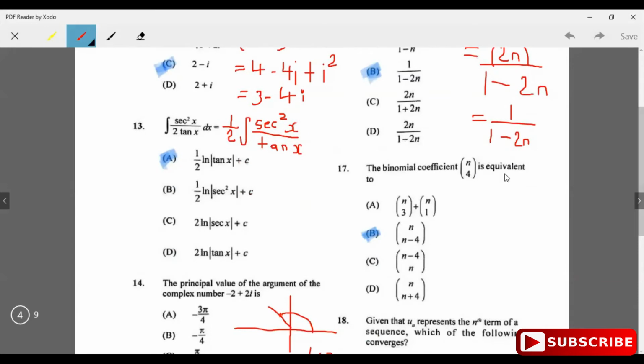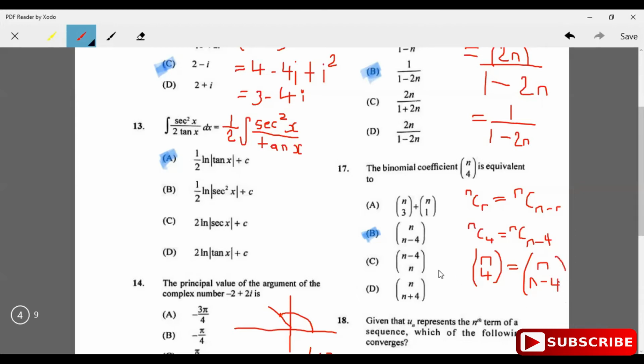Question 17. Question 17 is asking us for the binomial coefficient of n choose 4. Now, as we said, n choose r is equal to n factorial over r factorial times n minus r factorial. And therefore n choose 4 is also equal to n choose n minus 4. In factorial notation, it is this way: n choose 4 is equal to n choose n minus 4. That's option B. That's option B as well. Very easy question.